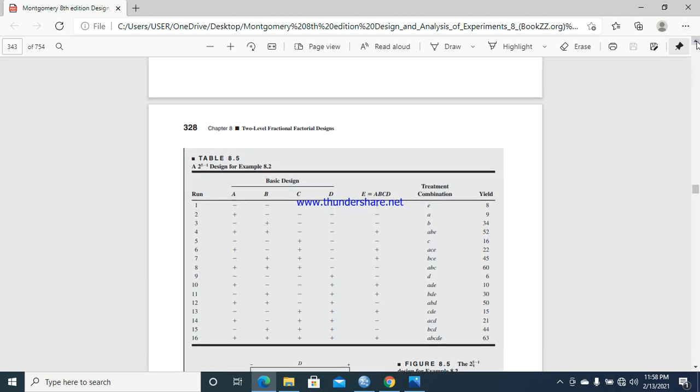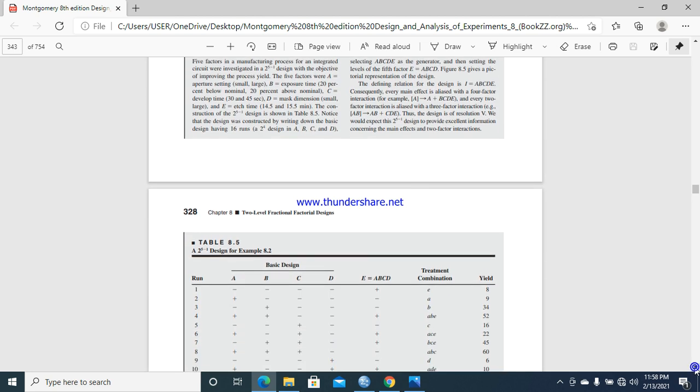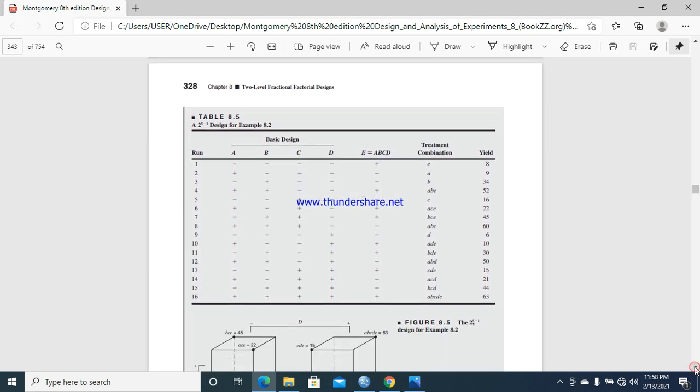Here in the example we have 5 different factors, each has 2 levels, and 2 raised to power 5 minus 1. It means we want to take half of this value. If it is 2 raised to power 5 minus 2, then we take a quarter of the treatment combinations, right? 2 raised to power 5, we will have 32 treatment combinations, but 2 raised to power 5 minus 1, then we take 16. According to fractional factorial, we will take 16 different treatment combinations rather than 32.